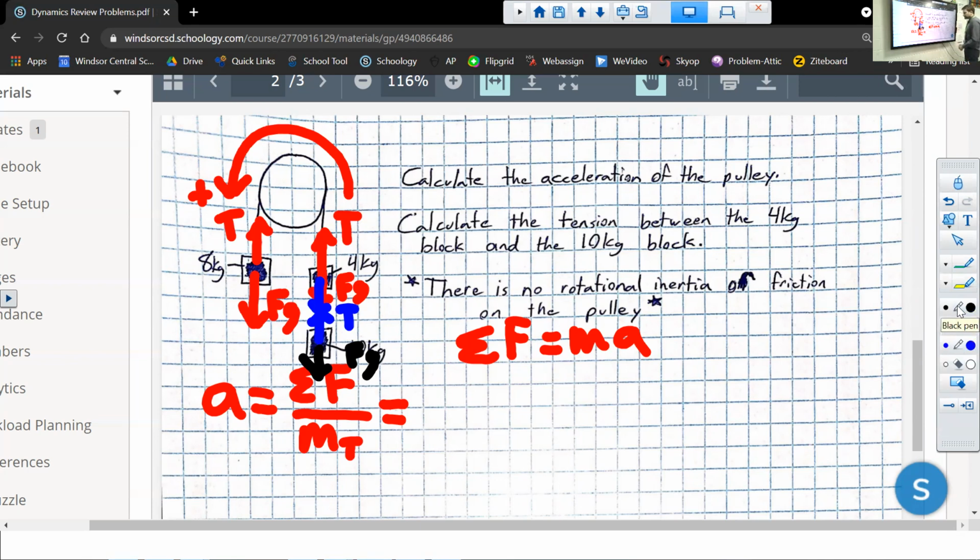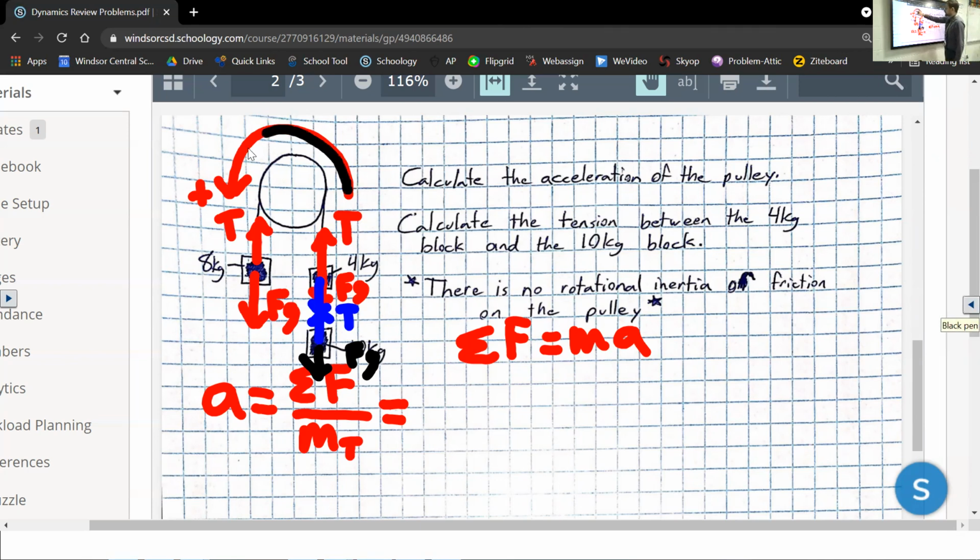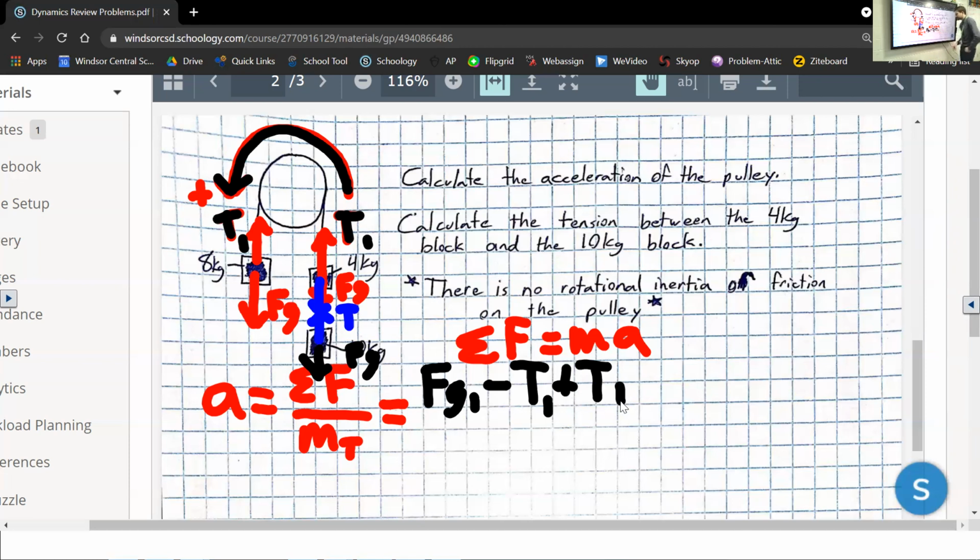So all forces that are going in the positive direction that I chose, so I chose this to be the positive direction. We have Fg for that first 8 kilogram block, minus tension. I'll call this T1, which is going to be the same as this T1 because it's the same rope. So minus T1 plus T1. So we're subtracting this first tension because it's going the opposite direction, and we're adding this tension because it's going in the same direction as motion.